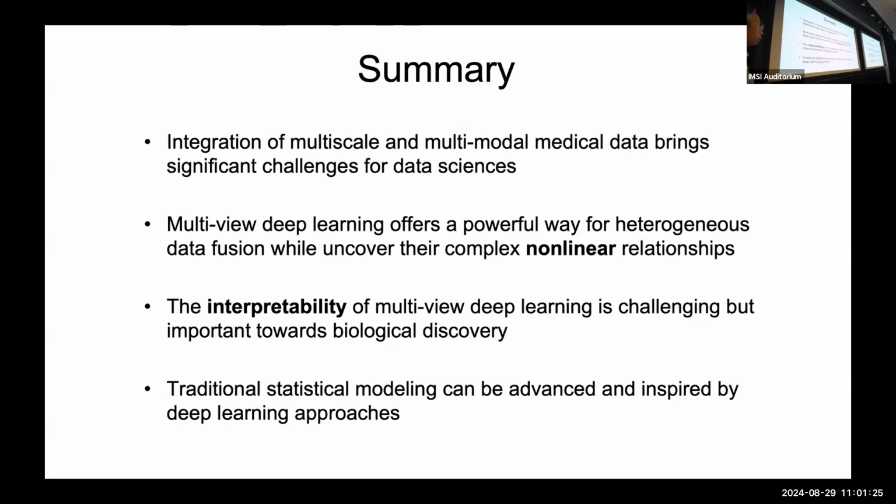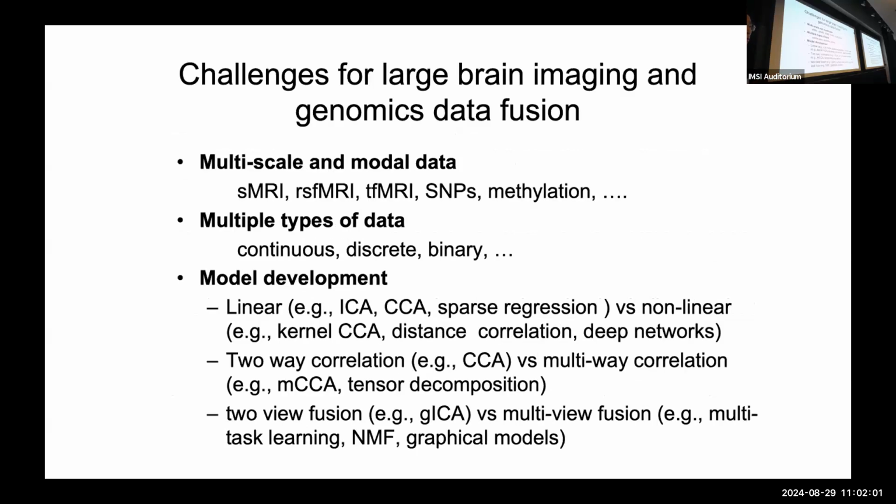In conclusion, I feel that our statistical modeling can be inspired by the concepts and technology from the deep learning field, and deep learning offers a powerful way to detect nonlinear connections in the data. So we can combine the advantages of both traditional statistical models and deep learning models to solve the challenges in neuroscience.